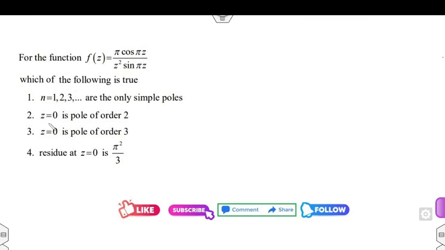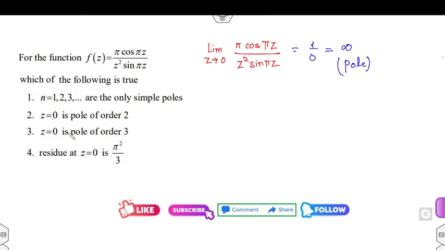Consider this function. Firstly, the pole at 0. Can you find the limit at z is equal to 0? Firstly, it is pi cos of pi z divided by z square sine of pi z. So when we substitute z as 0, cos 0 is 1, it is 1 over 0, that is infinity. Once this is infinity, that means we call it a pole. Fine.